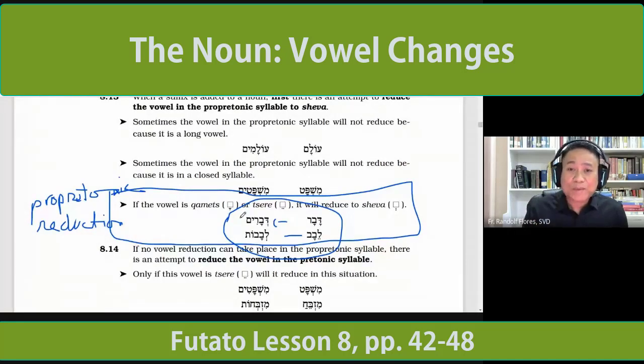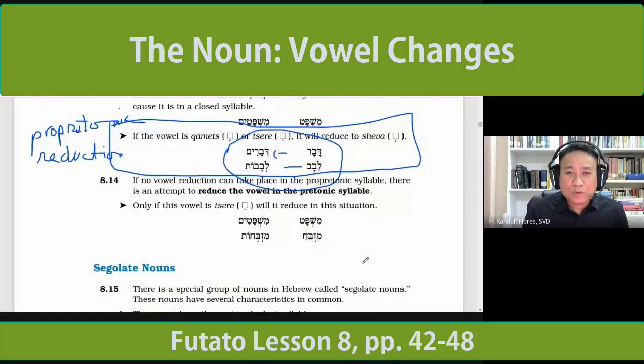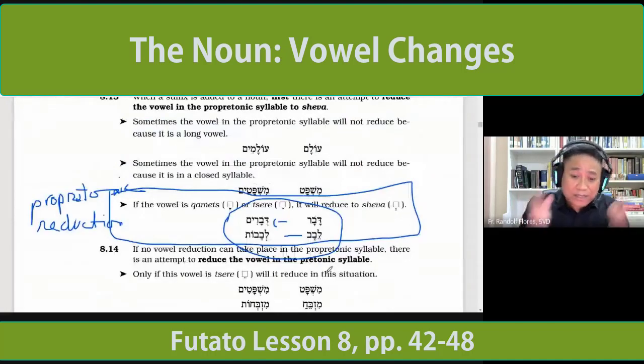When I was a student, I simply had to memorize that. Davar, devarim. Davar, devarim. Because that is a basic principle of forming the plural. Okay, so davar, devarim.